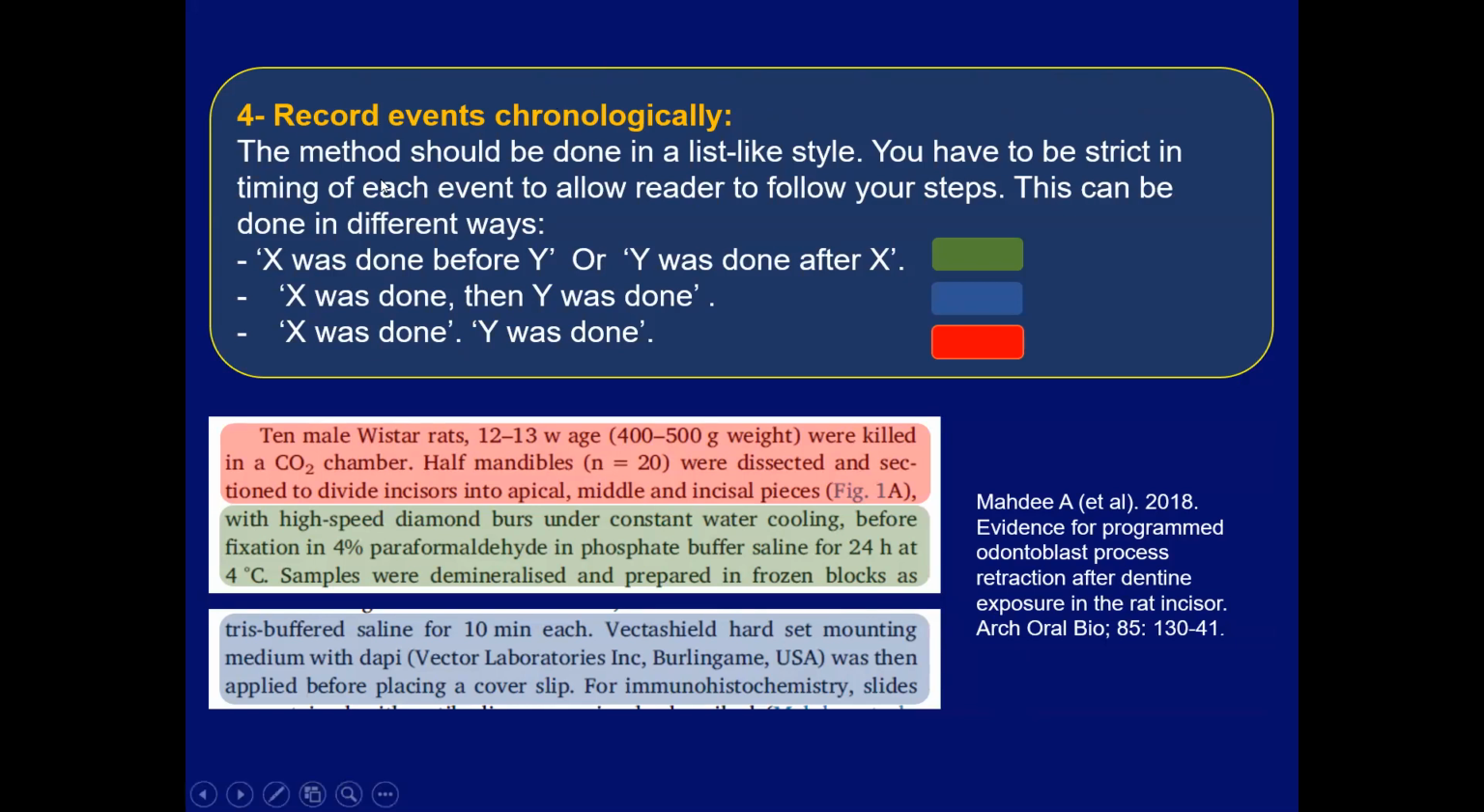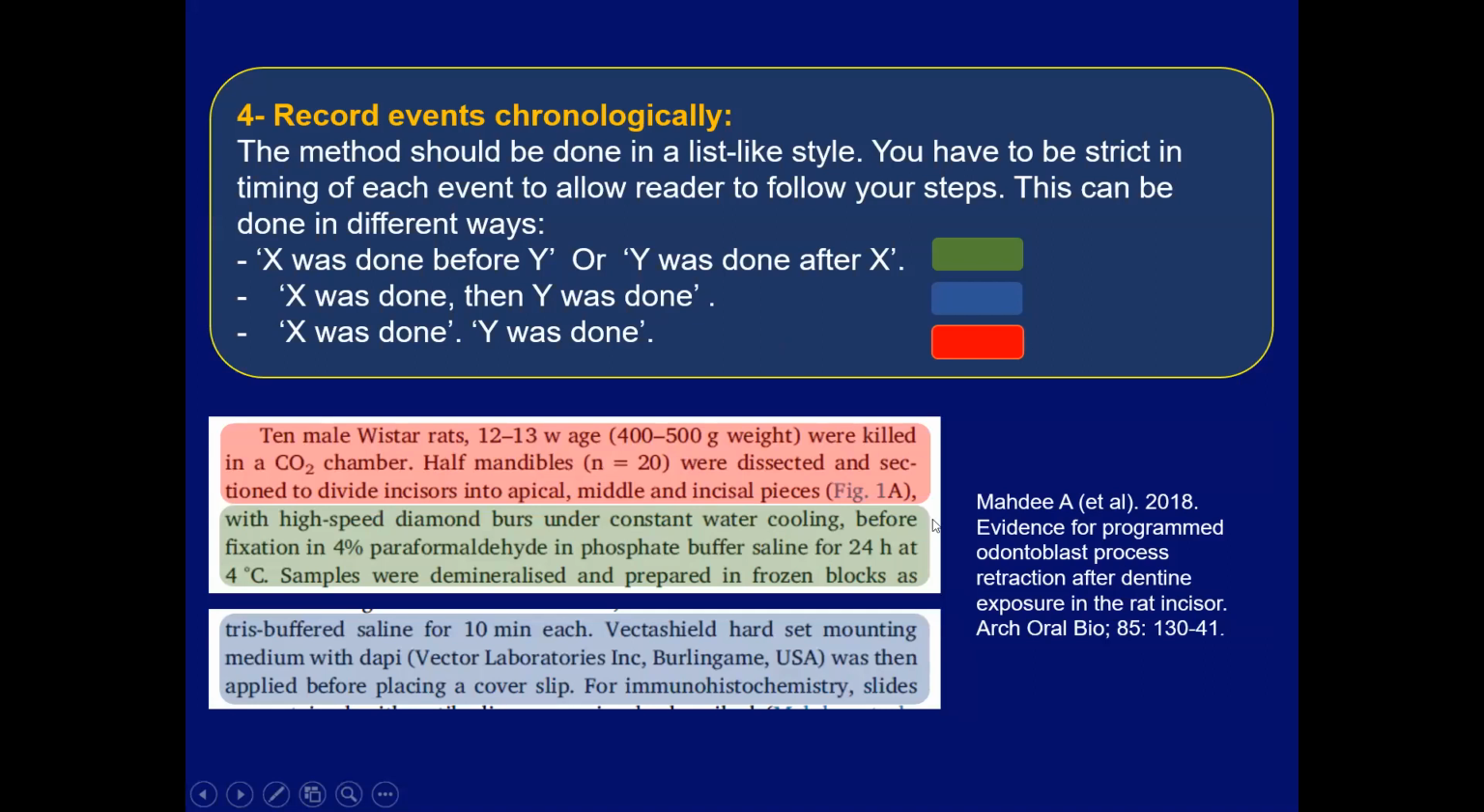Either you put it like, for example, X was done before Y, or Y was done after X, or X was done, comma, then, using the word then, Y was done, or X was done, dot, and then as a new sentence, Y was done, as two separate sentences. For the first one, I'm going to give you the green color: when I say X was done before Y or Y after X. The blue one refers to X was done then Y, and the red one refers to X was done, dot, Y was done.